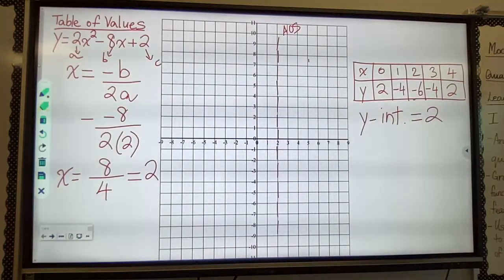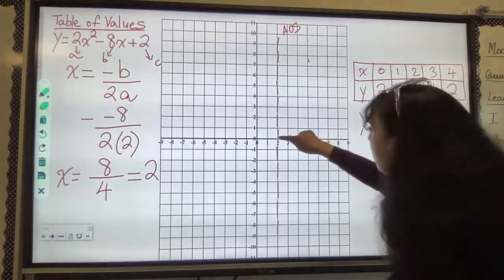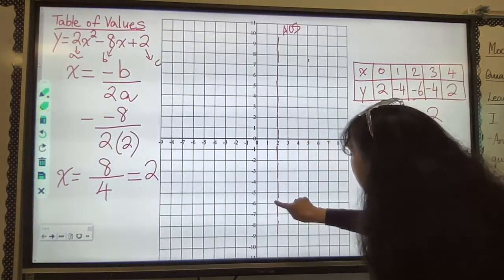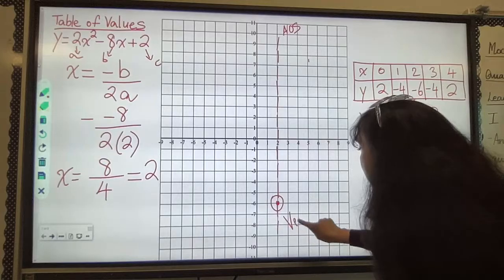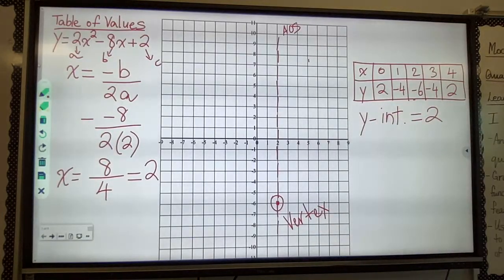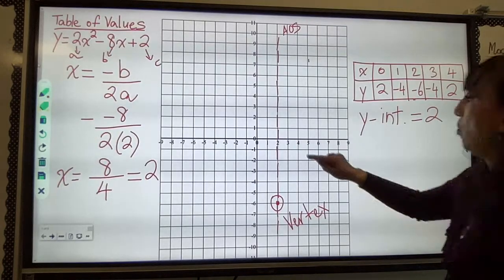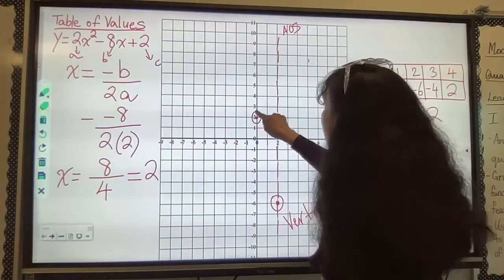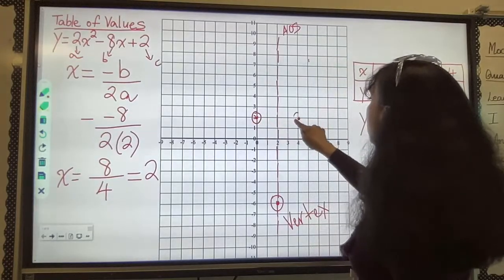So therefore, the vertex of the function, what's the minimum that I see over here? I see (2, -6), right? So when I'm looking at this table, I know that (2, -6) is my minimum, and this is where my vertex is going to be. And then, of course, I know my y-intercept is at (0, 2). So if I have (0, 2) here, I have the same distance on the other side.